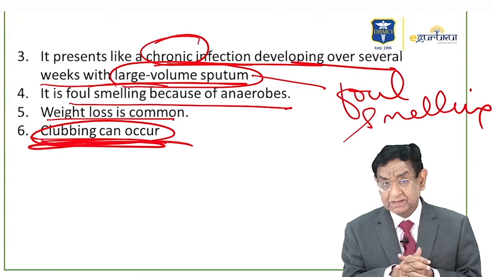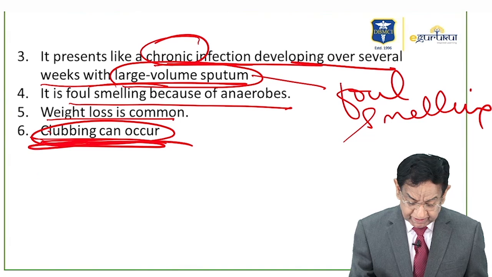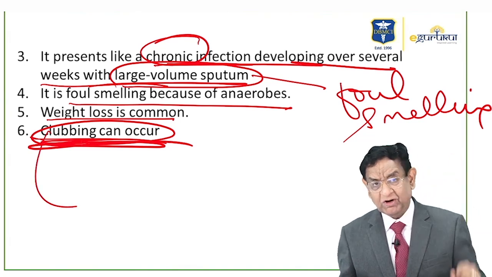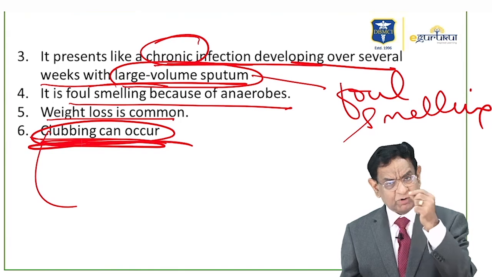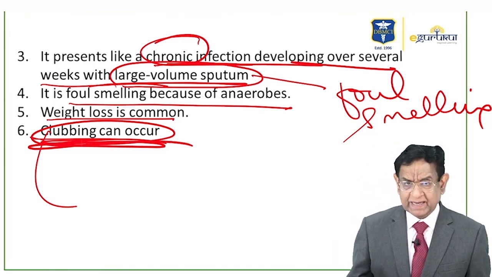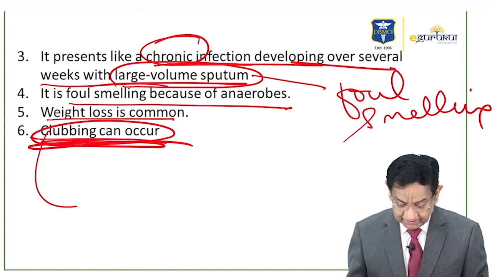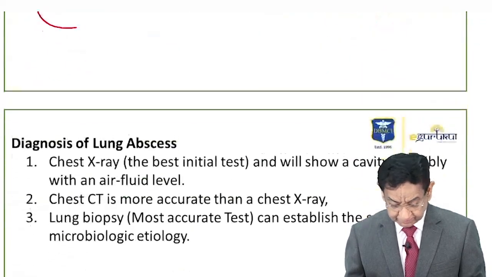Why can't we say anaerobic pneumonia? Clubbing never develops overnight. It takes a long time, right? So clubbing means some usually chronic problem is there. Of course, sometimes clubbing can be congenital also. Anyway, in disease, it's chronic. It's seen in chronic disease, not in acute.